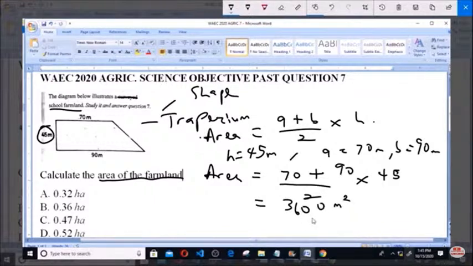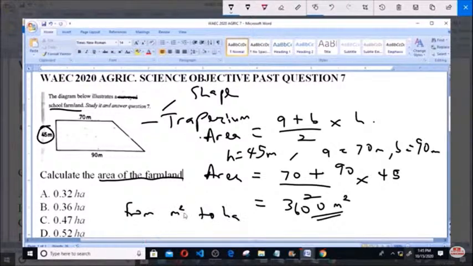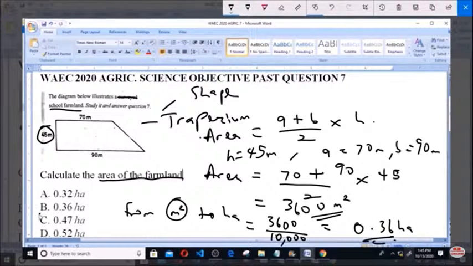3,600 meters square. Now this is the area in meters square because our dimensions were given to us in meters, but the options we have here are in hectares. So we have to convert our answer from meters square to hectares, and to convert from meters square to hectares, all you have to do is to divide the value in meters by 10,000. So 3,600 meters square divided by 10,000 is equal to 0.36 hectares. 0.36 hectares is option B. So option B, 0.36 hectares, is the area of the farmland and the correct answer to this question.